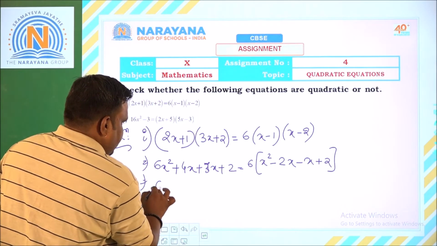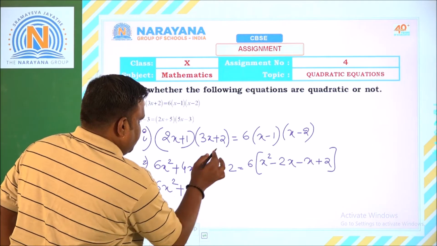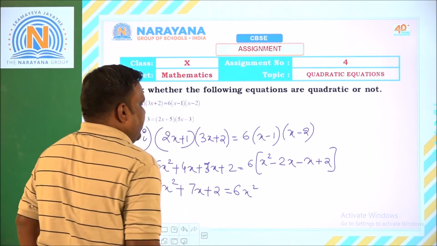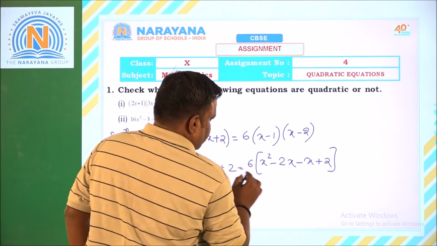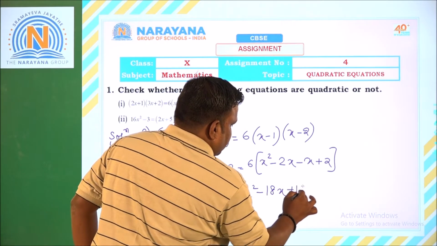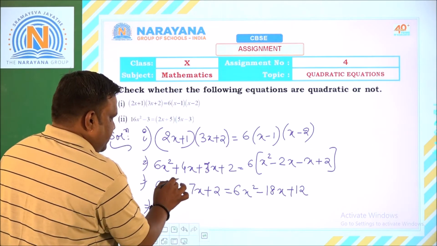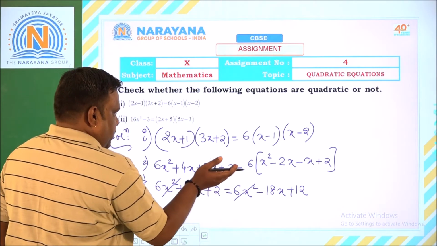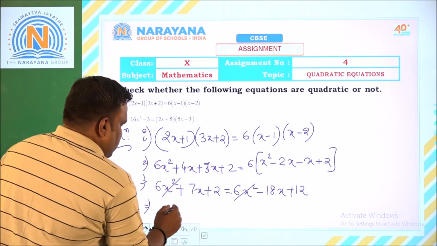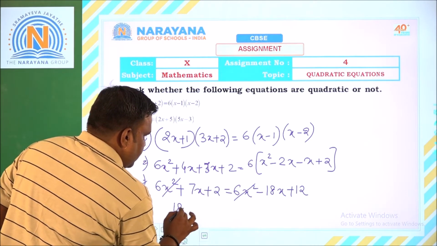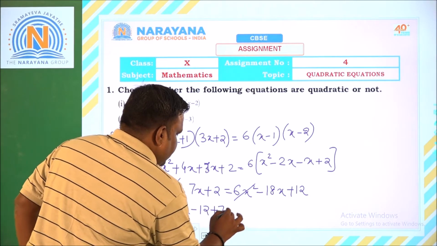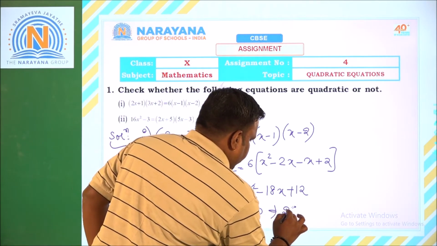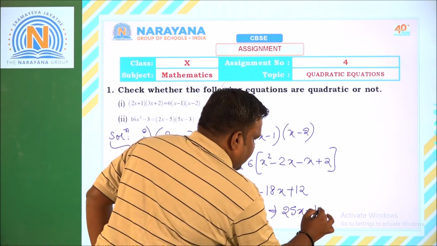So here it will be 6x square plus 4x plus 3x, 7x, plus 2 is equal to 6x square minus 2x minus x is minus 3x into 6, minus 18x plus 12. So on further calculation, 6x square and 6x square on either side get cancelled. When you bring this minus 18x plus 12 to the LHS, it will be 18x minus 12 plus 7x plus 2 equal to 0. From here you are going to get 18x plus 7x is 25x minus 10 equal to 0.